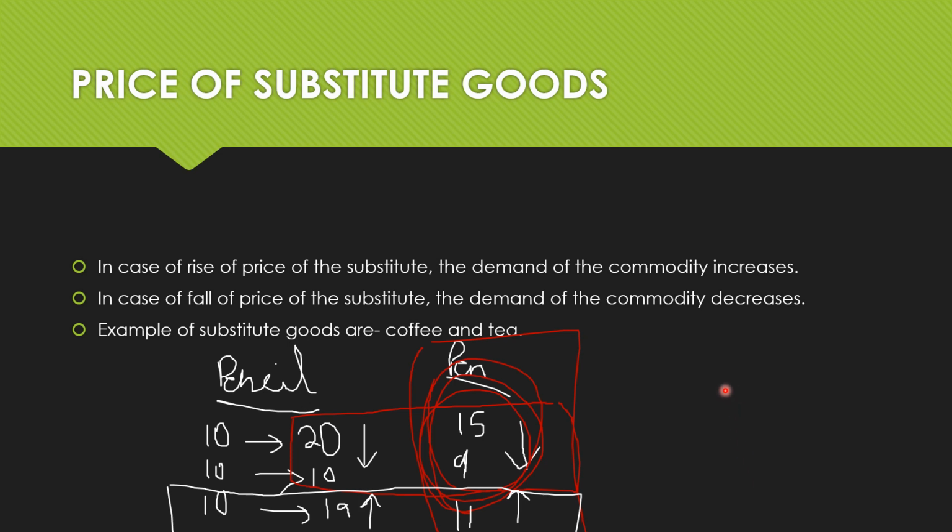Now let's study the next concept, that is complementary goods. If anyone is finding it hard to understand this, you can again go through the previous slide and this slide to understand it better.